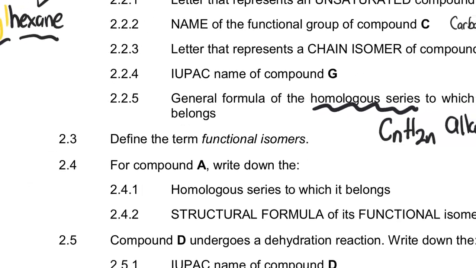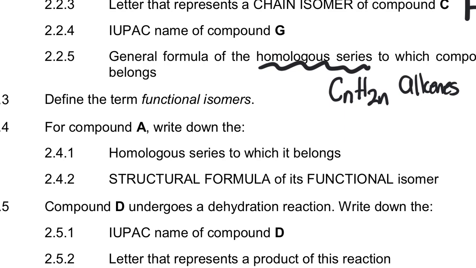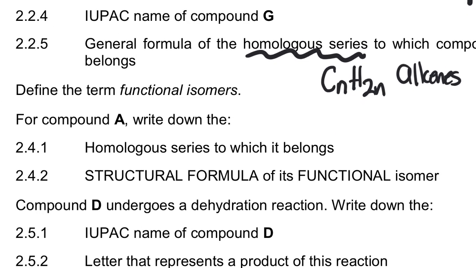So now let's go back and see what the next question is. So the next question is also a definition. Define the term functional isomers. So functional isomers are compounds that have the same molecular formula, but they comprise different functional groups. So aldehydes and ketones often form, with the same amount of carbons, functional isomers, and carboxylic acids and esters with the same amount of carbons form functional isomers.